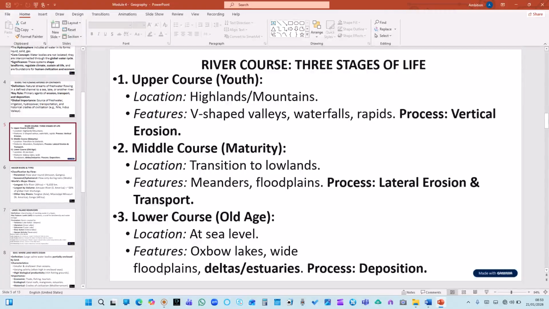Now we have the third course, which is known as the lower course, which is the old age, which is usually located at the sea level. This is the last stage of a river, which is almost flowing into the sea. The features of the river at the lower course are oxbow lake, wide flood plain, deltas, and estuaries. The process is always deposition.